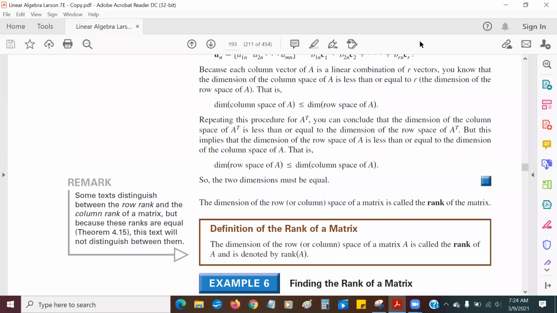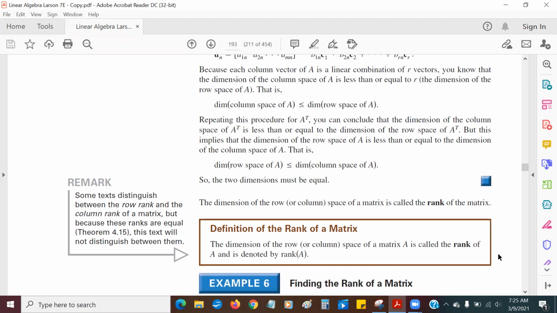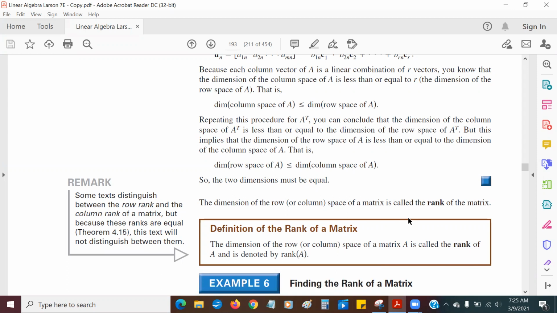And in a certain kind of way, this is analogous to something before. We were not able to define the dimension of a vector space until we saw that every basis had the same number of vectors. Well, now I couldn't define the rank of a matrix until we saw that row spaces and column spaces had the same dimension. So that's really what it is. The dimension of the row space and the dimension of the column space, which is the same thing, is called the rank of a matrix.